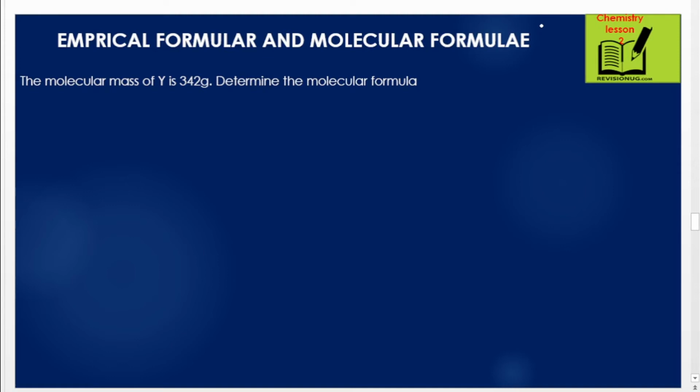So how do we do this one? We just get the empirical formula, and we multiply it by any given number of atoms. So for example, let us take this one.